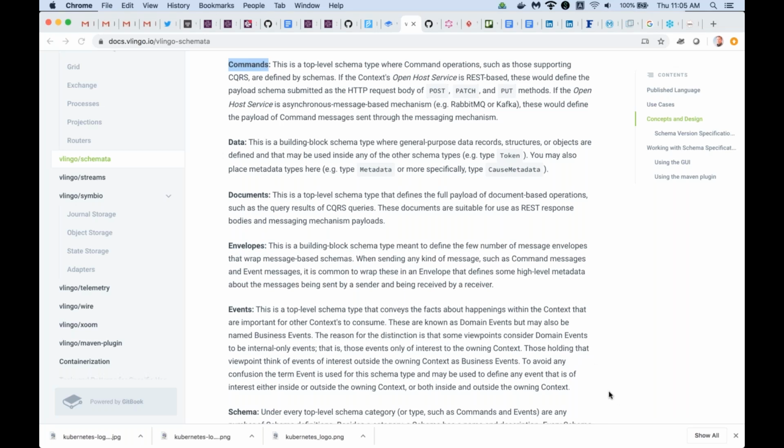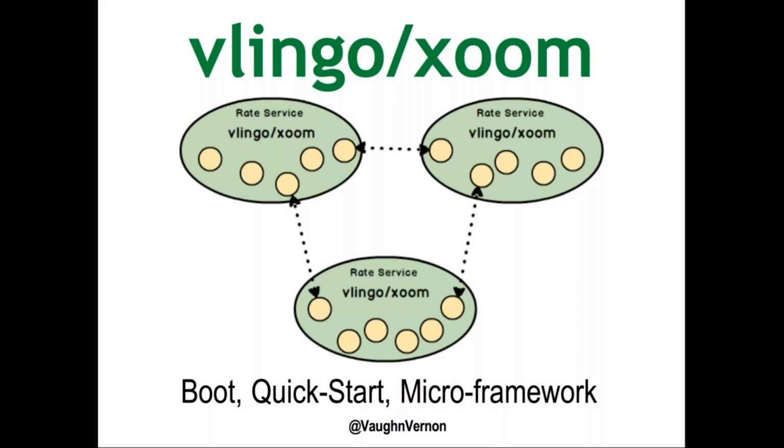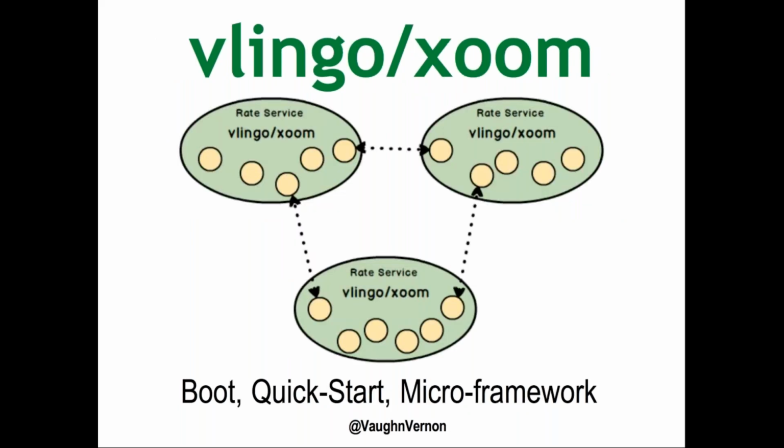Oh, okay. Swagger. Let me get to a latter part in the presentation. So in the future, I just wanted to mention that Petru will be giving a presentation about Blingo Symbio. He's one of our team members. He'll be talking about object store, state store, which is a key value store, and the journal. So diverse reactive storage engines, okay? And yes, all reactive, all asynchronous. And in a few weeks, Danilo will provide a presentation on Blingo Zoom, which is our quick start boot micro framework.